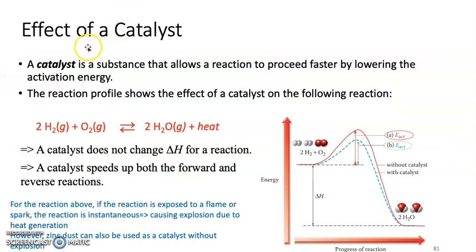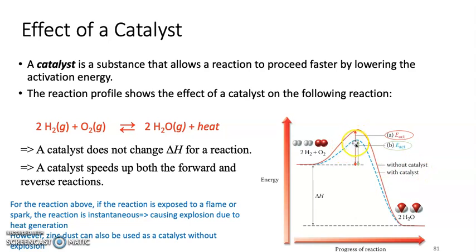Now, if you add a catalyst, how is the catalyst involved in the energy profile? You can see here the example of hydrogen gas reacting with oxygen gas forming water. The reaction profiles here show the effect of the catalyst in this reaction. You see here the blue line is the energy profile with a catalyst, and the solid red line shows the energy profile of the same reaction but without a catalyst.